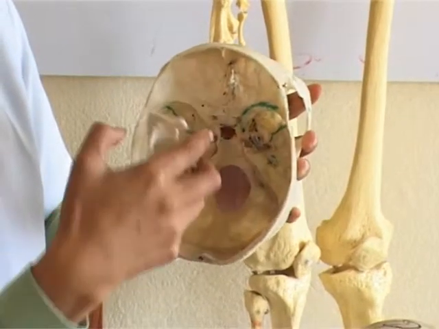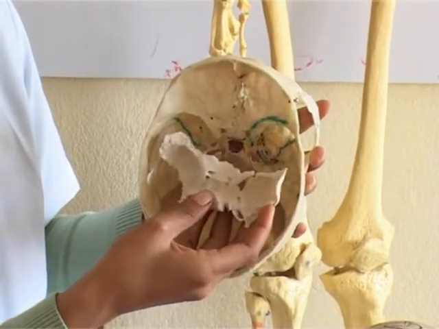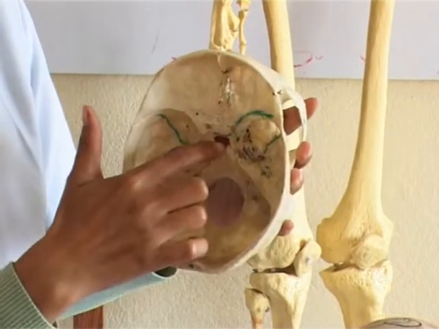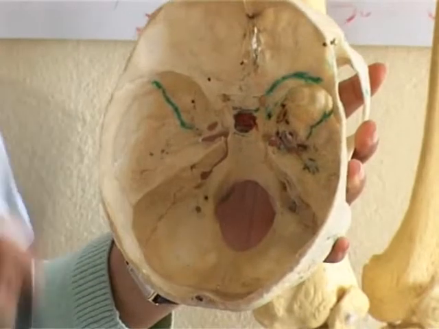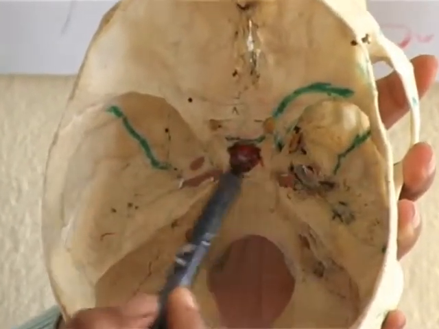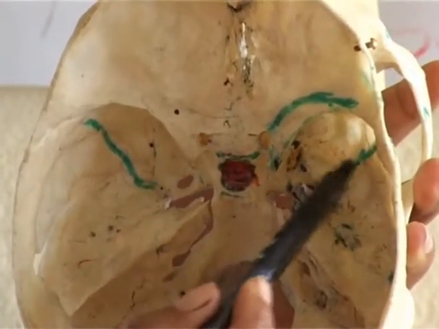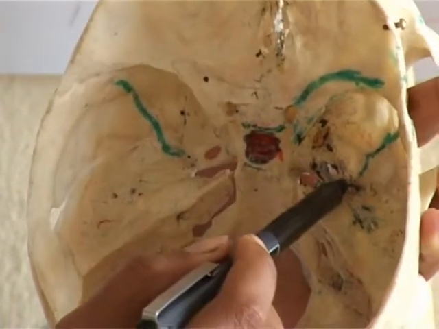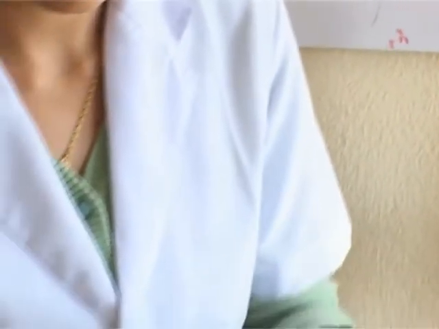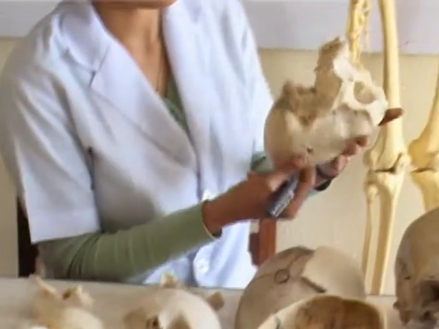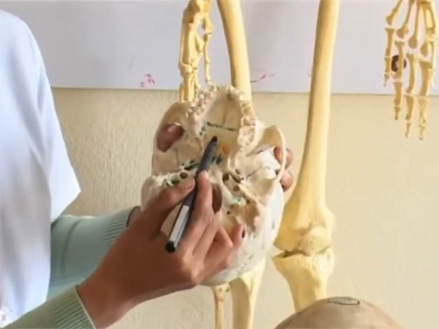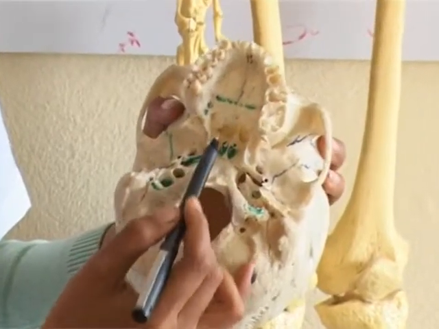It has a body with a shallow fossa which is known as the hypophyseal fossa. Also on each side has a lesser wing and a greater wing. The greater wing has a number of foramina. The palatine bone. Two palatine bones. Each palatine bone has a horizontal process which forms the posterior part of the hard palate, and a vertical plate.